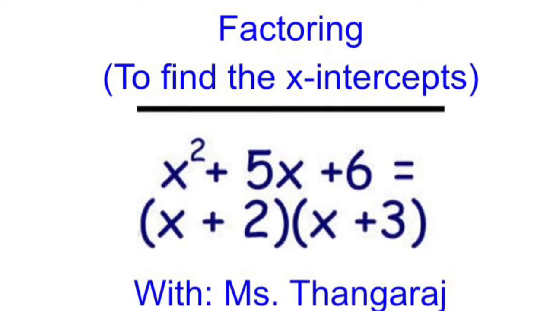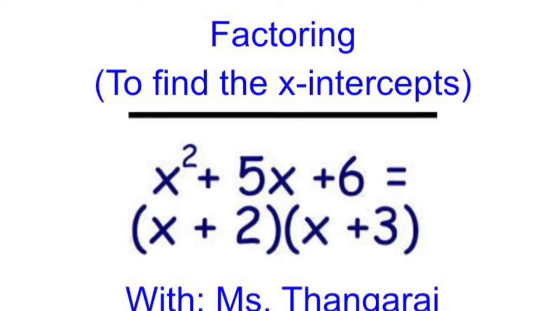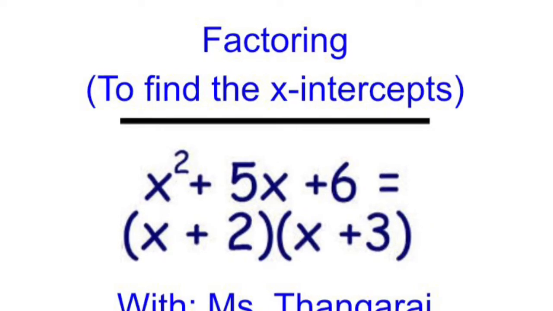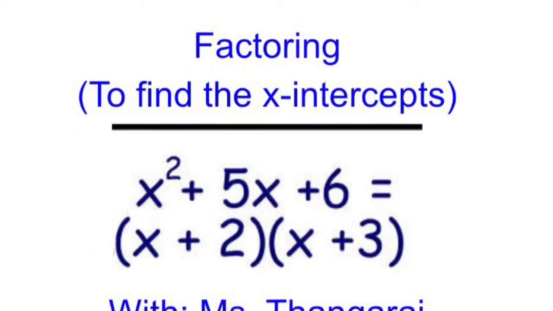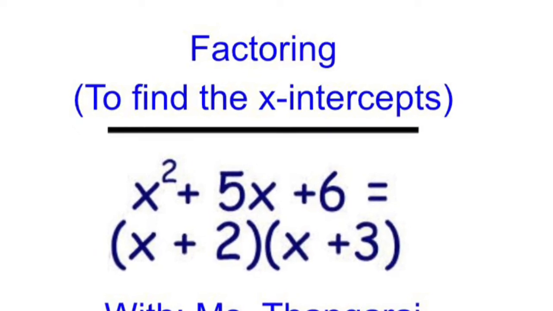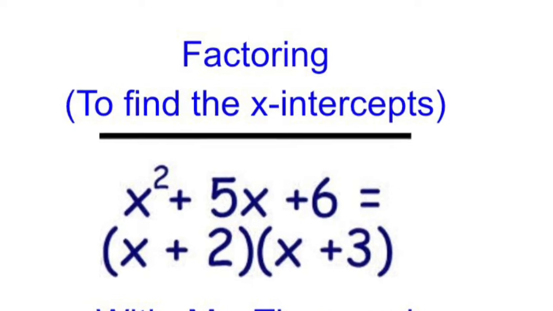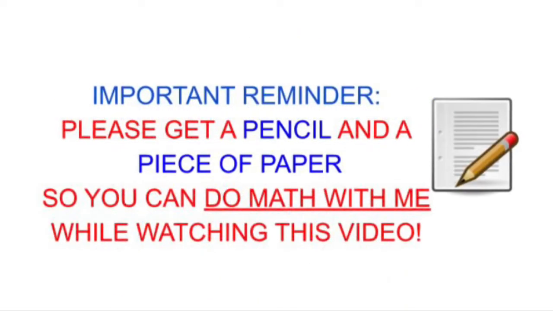Today we're going to continue what we started yesterday. We're going to try to find a way to take an equation in standard form like x squared plus 5x plus 6 and change it into something that's in factored form like (x plus 2)(x plus 3). Because if we have it in factored form, it makes it so much easier to graph because we can find the x-intercepts. The x-intercepts would be minus 2 and minus 3.